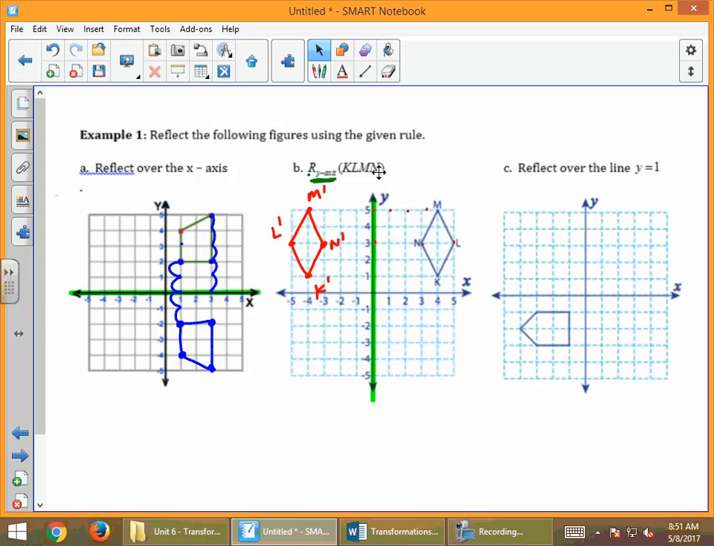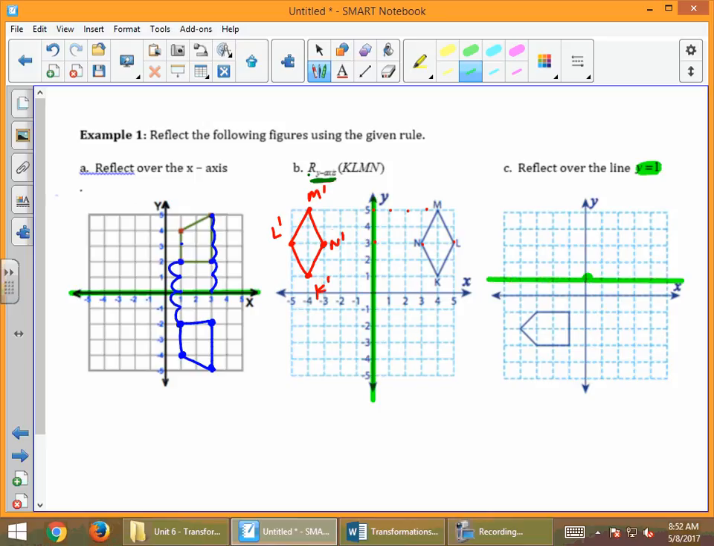With C, it says reflect over the line y equals 1. This is a little different. When you have an actual equation like y equals 1 that you're reflecting over, you're going to go to that number. So here's our y-axis, and I'm going to go to where y is 1, right here. And then you're going to draw a line through that value. You have to be super careful.